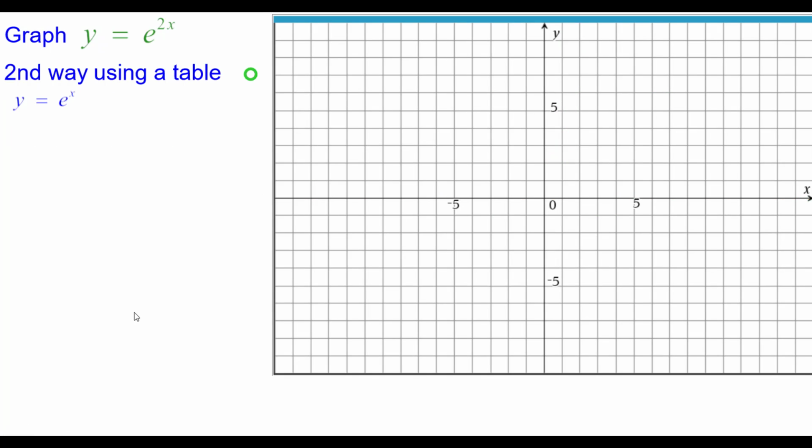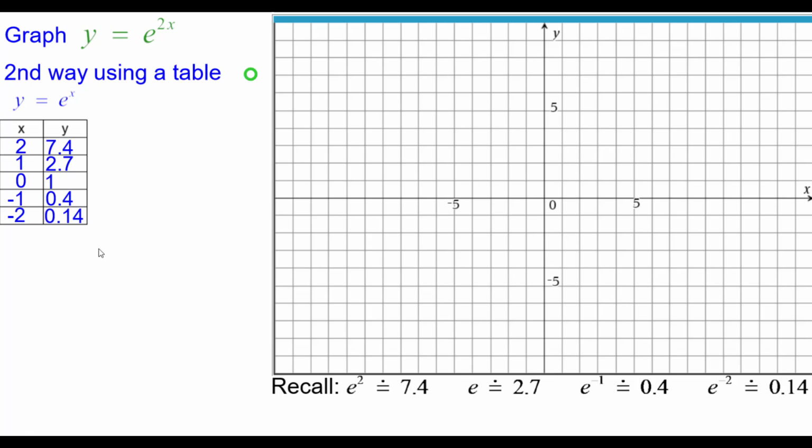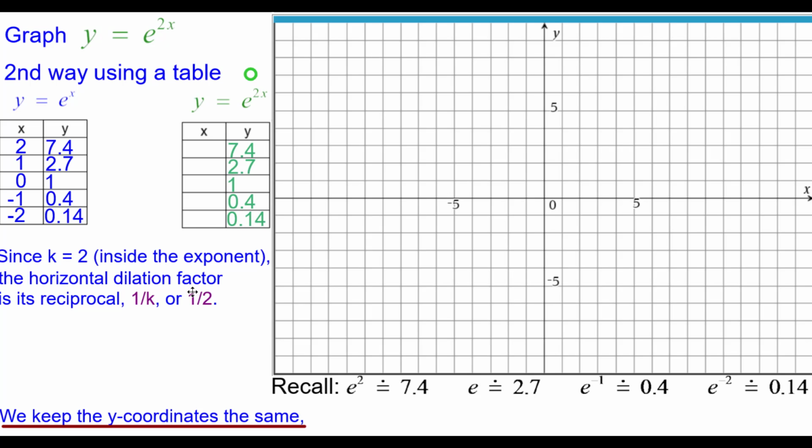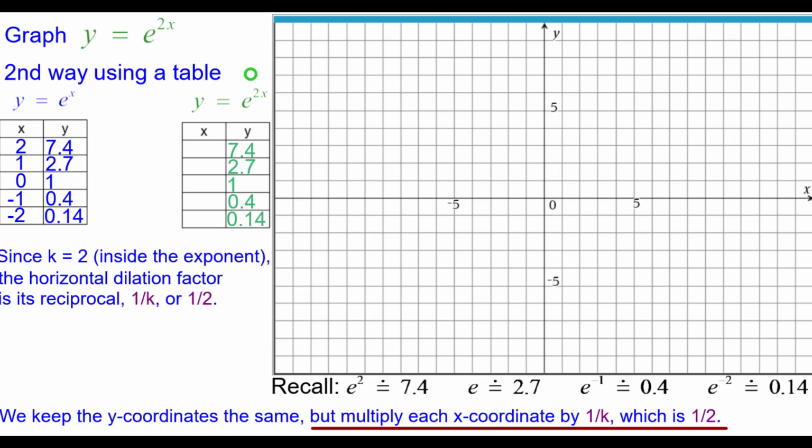Second way is using a table. So this is our traditional values for y equals e to the x that we should know. Since k equals 2 inside the exponent there, the horizontal dilation factor is its reciprocal, which is 1/2. Recall that we keep the y coordinates the same, but we multiply each x coordinate by 1/2 in this case, 1 over k. So 2 times 1/2 is 1, so we'll plot 1, 7.4. 1/2 times 1 is 1/2, so 1/2, 2.7.